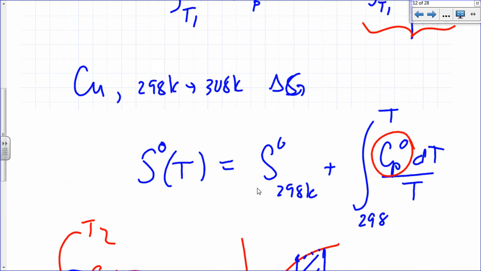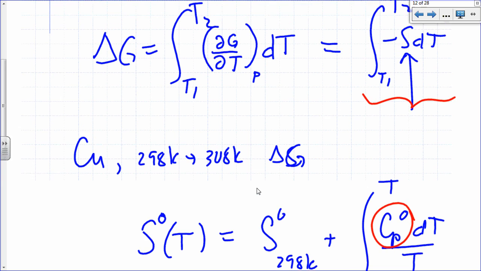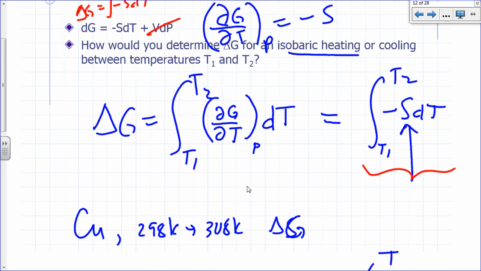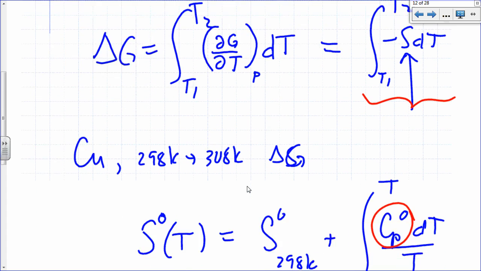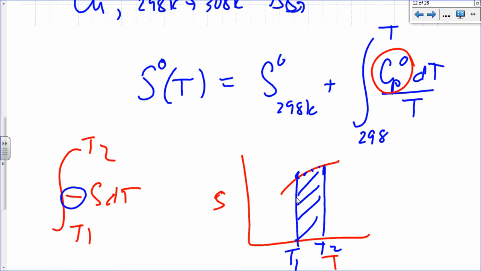So what's our delta G going to be if the temperature increases? Positive or negative? Area under the curve is always going to be, S is always positive. Area under this curve is always going to be positive. And so delta G would be the negative of the area under the curve.